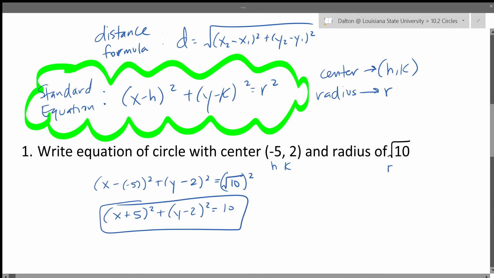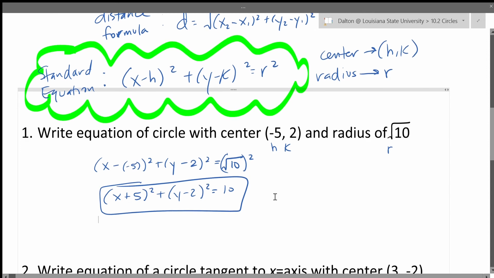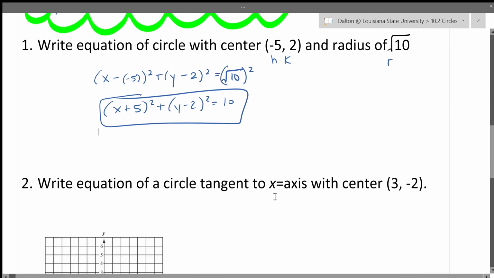I give you the center, I give you the radius, you plug it in and simplify it. Now, I might also give you something a little bit more challenging, where I give you some of what you need to know, but you have to find the rest.